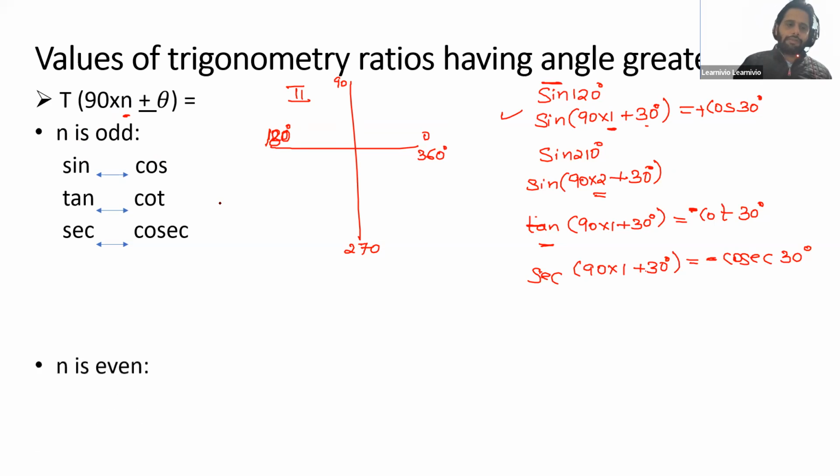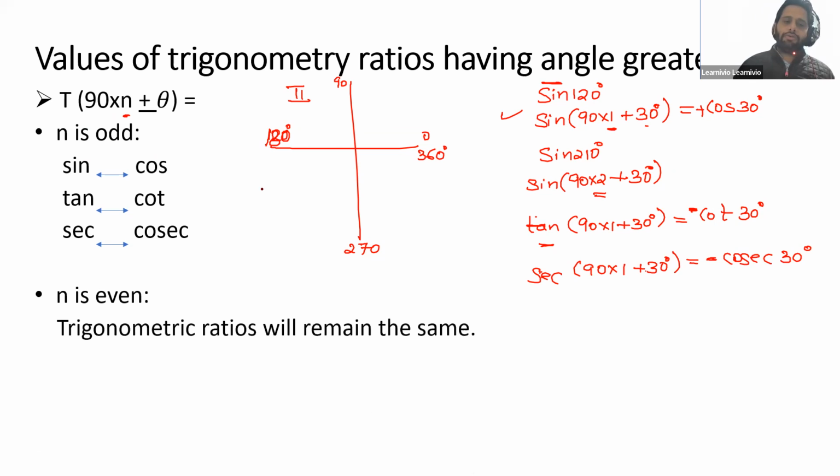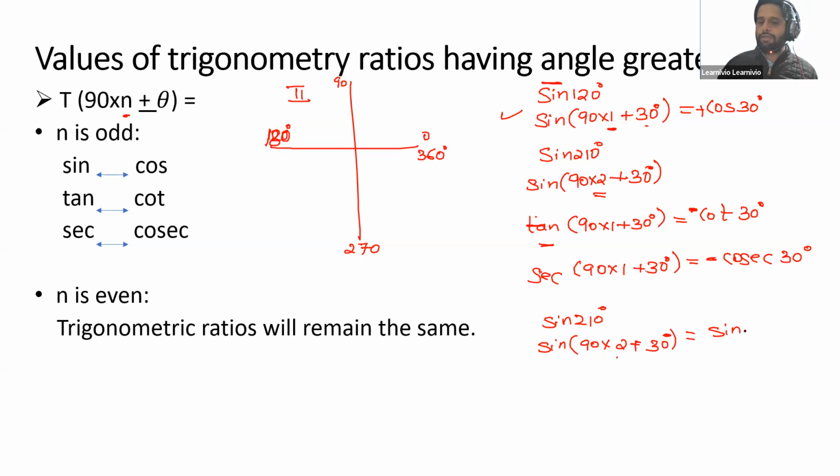Now we will check the second case. Second is n is even. Now what happens when n is even? Trigonometric ratios will remain the same. So that means sine will remain the same. If we check this, we have sine 210 degree. We can write this as 90 into 2 plus 30. Okay. Now this is even. So sine will remain sine. So we will write sine 30 degree. If this is even, sine will remain sine. If this is odd, sine will change into cos.